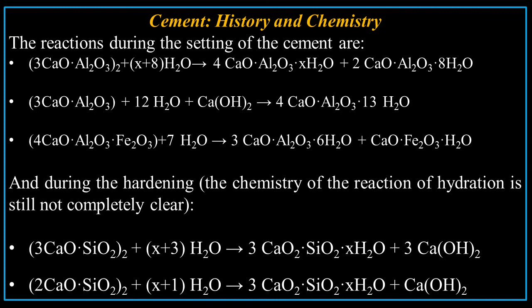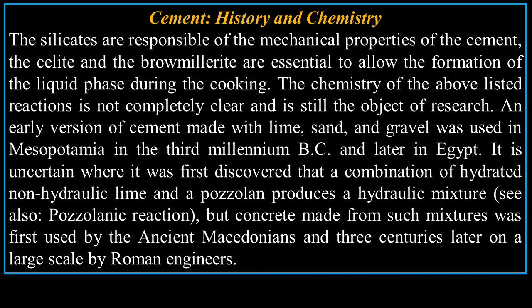And during the hardening, the chemistry of the reaction of hydration is still not completely clear. So you can say that it is water that holds cement together. When the water leaves, then you get a complete mess. You get a powder. The silicates are responsible for the mechanical properties of cement. The celite and the brownmillerite are essential to allow the formation of the liquid phase during the cooking. The chemistry of the above listed reactions is not completely clear and is still the object of research.